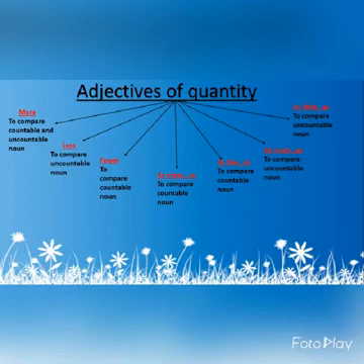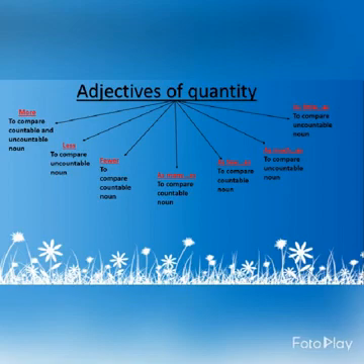As many as is used to compare countable nouns. Now, as few as is also used to compare countable nouns, whereas we use as much as or as little as to compare uncountable nouns. You all know what countable and uncountable nouns are. So on the basis of that, you are going to use these adjectives of quantity in a sentence to make a comparison. It will be more clear to you through some examples.